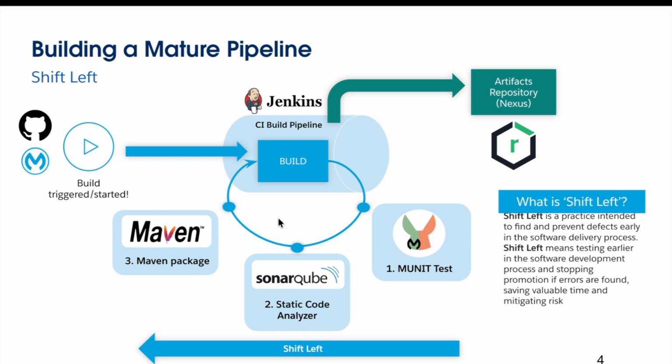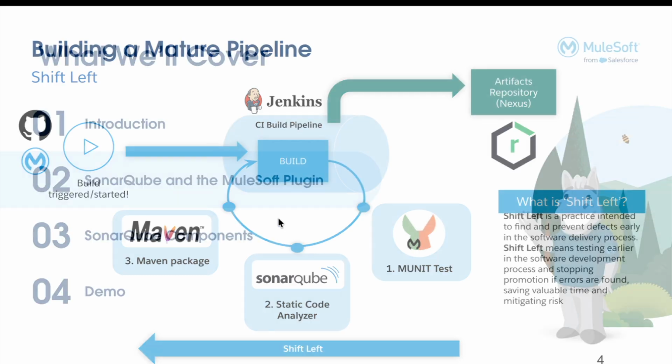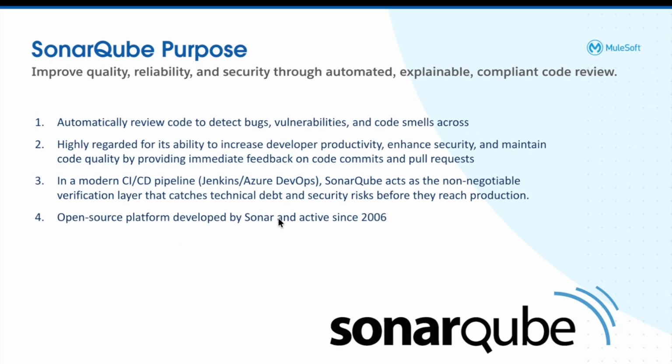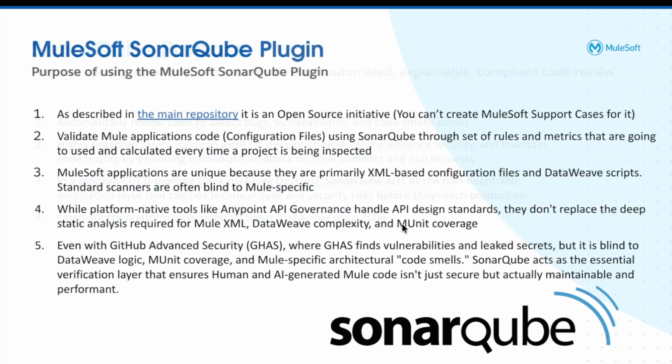So let's continue to see what SonarQube is and how it can help us on this. In terms of SonarQube's purpose, you want to automatically review code. You want to detect any bug, any vulnerability, any code smell across your different projects. It is highly regarded in the market. It has helped developers increase productivity because you can detect those issues automatically, and it's common in modern CI/CD pipelines. So SonarQube will act as the non-negotiable verification layer. Remember, it's an open source platform developed by Sonar, which has existed since 2006.